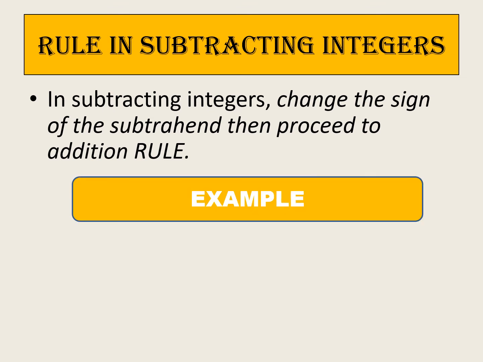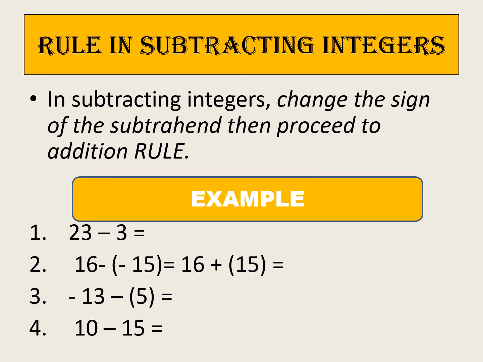Example. What is the difference of 23 and 3? The answer is 20. Number 2, 16 minus negative 15. So change the sign of the subtrahend, then proceed to addition. So 16 now plus 15, so the answer is 31.